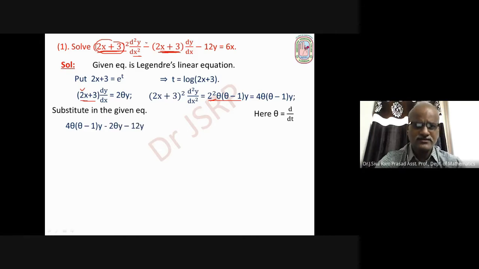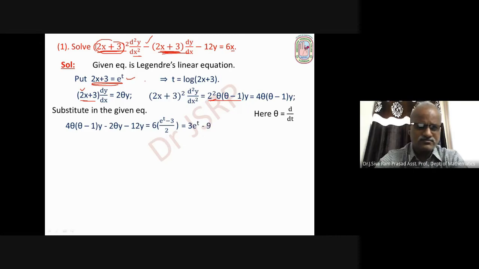minus the first derivative term, (2x plus 3) into dy by dx, is 2 theta y, minus 12y equal 6 into x. In place of x you have to replace. So what is x? From the substitution 2x plus 3 equal to e power t, find x. So 2x equal to e power t minus 3, so x equal to (e power t minus 3) by 2. That equals 6 into (e power t minus 3) by 2.